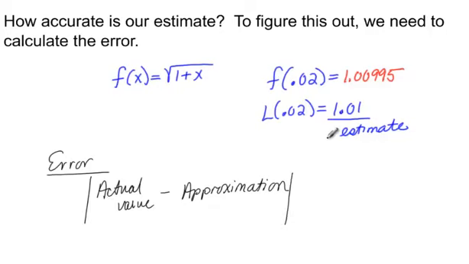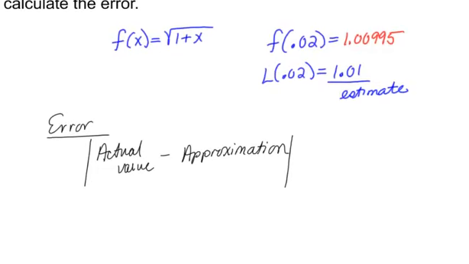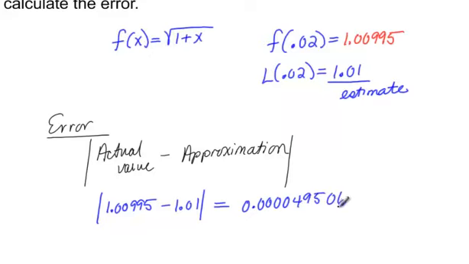So if we're looking at our values right now, what we're going to do to calculate our error is we're going to take 1.00995 and we're going to subtract 1.01. And when we take the absolute value of that and actually do the subtraction, what we're going to get is 0.000049506. Now I've got a lot of decimals there. Let's write this in scientific notation because this is a little bit annoying. So we get 4.9506 times 10 to the negative fifth.